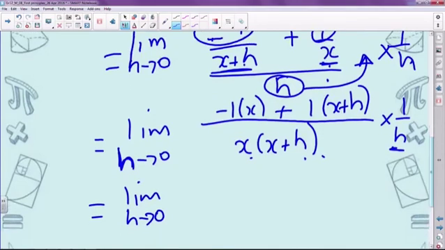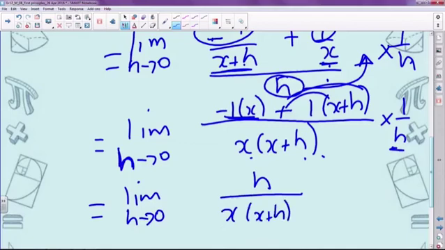All right, let's now add our like terms. I've got minus 1x plus x plus h. So minus 1x plus x is going to give me 0. All I'm left with in the numerator is h. In the denominator, I've got x times x plus h times by this other 1 over h. Do you see what I've said?